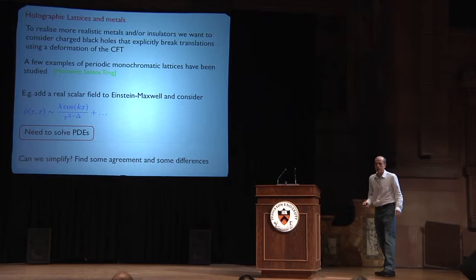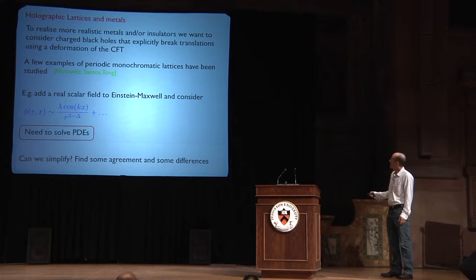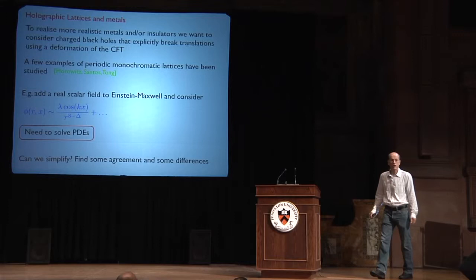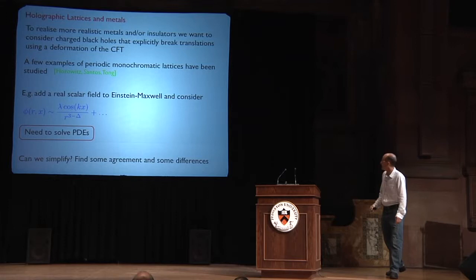So the message is, to get more realistic metals and insulators, we have to have some mechanism for momentum dissipation. What I'll talk about in today's talk is charged black holes. There are probe brane approaches, which I won't be talking about, but charged black holes that explicitly break translation invariance using a source or a deformation of the conformal field theory that breaks translations. And this whole field was pioneered by this very nice paper by Gary Horowitz, Jorge Santos, and David Tong.